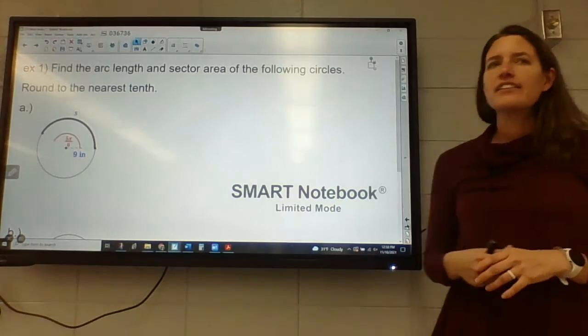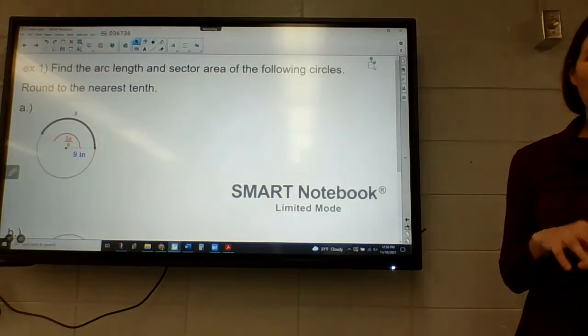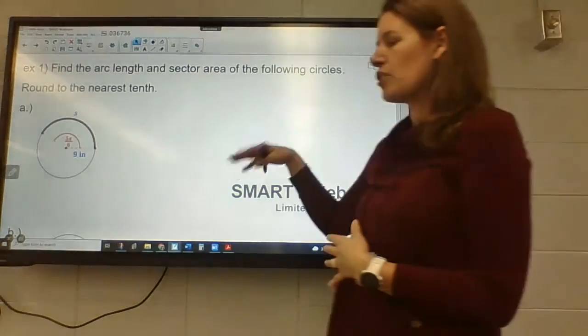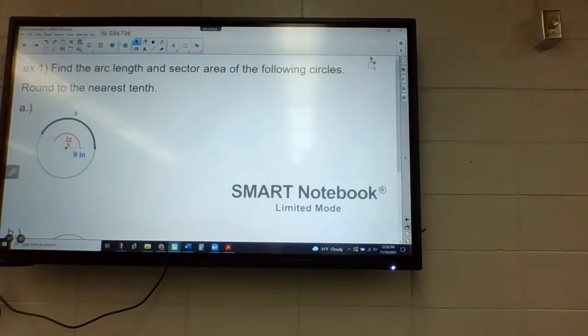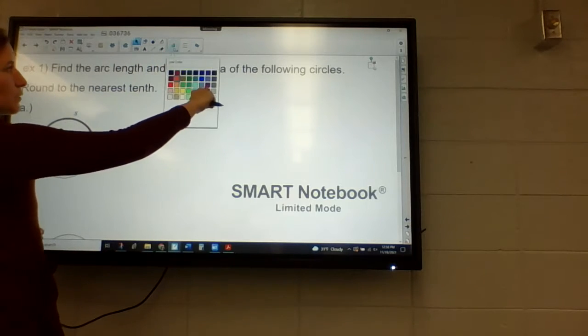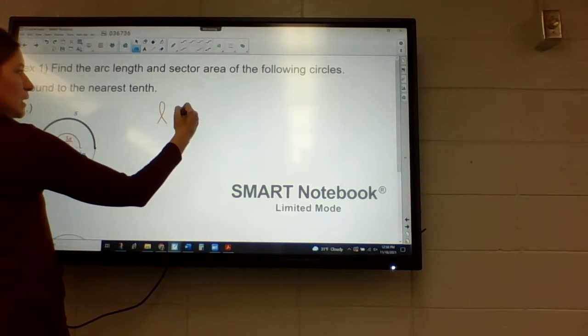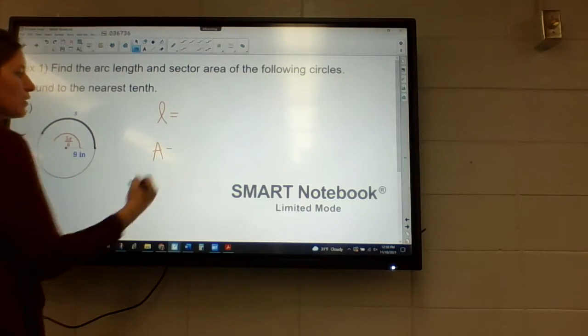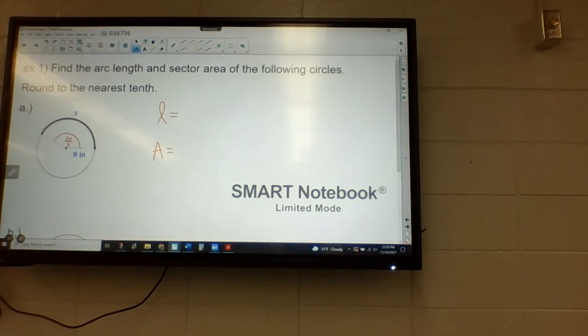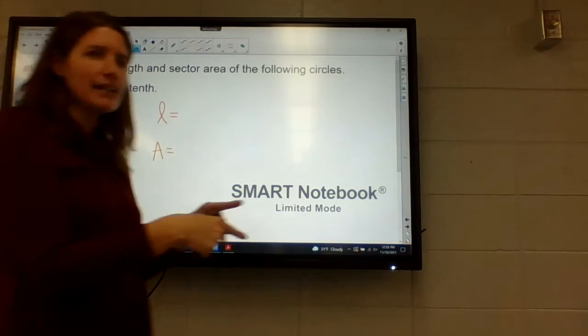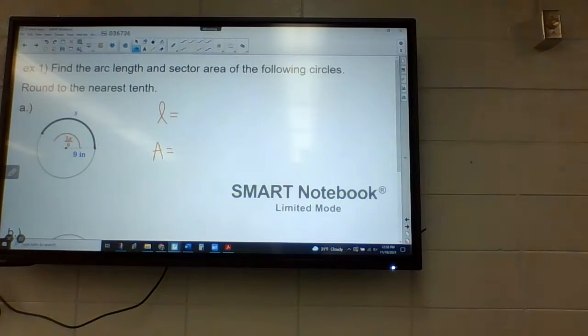So for all of these, they want arc length and sector area. And again, just trying to show you guys that either radians or degrees, and just being comfortable with either one. Now, since we are working in radians, I'm going to use the radian version of the formula. This one says round to the nearest tenth. The next one tells us not to round at all. So, look at the difference between those as we go through these.